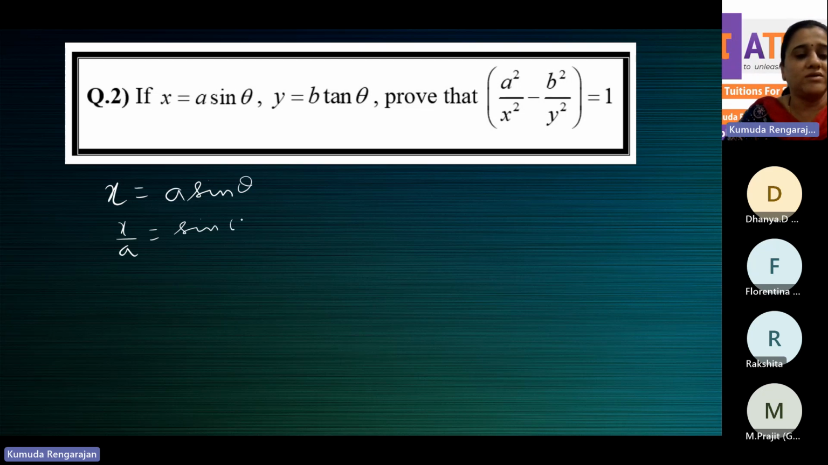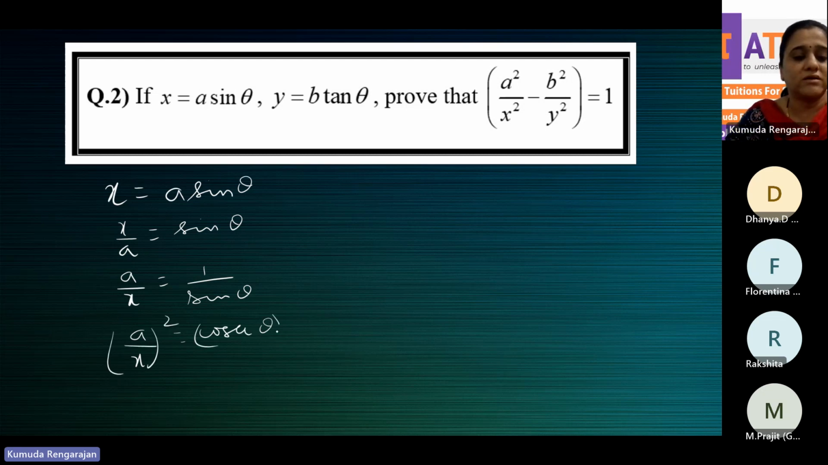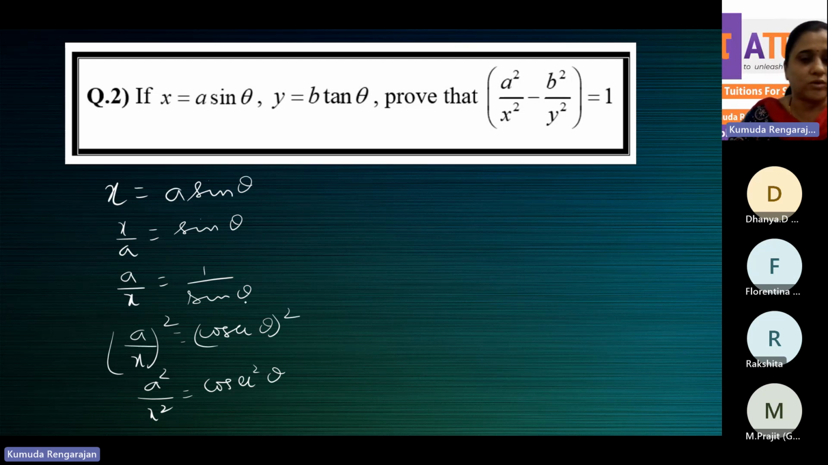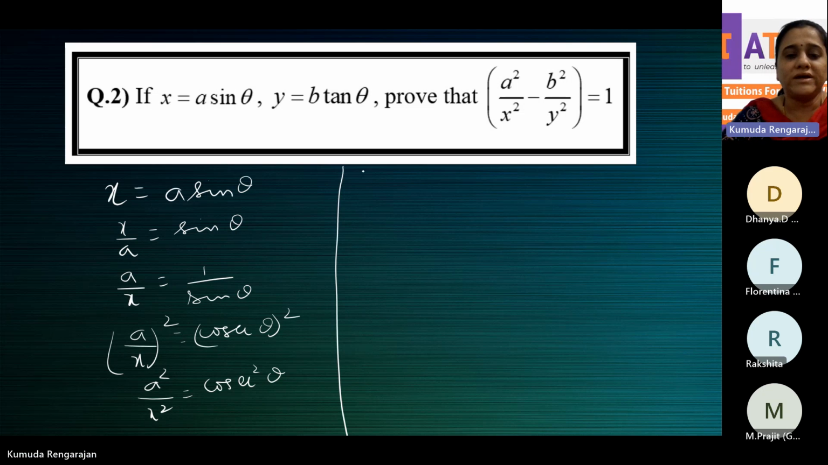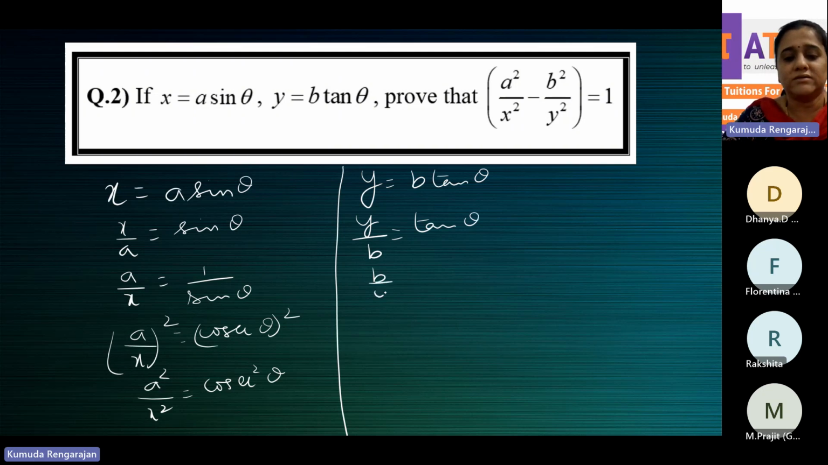What is x by a? Sine theta. Then what is a by x? 1 by sine theta. So a by x is nothing but cosecant theta. And what is a by x the whole square? A square by x square is equal to cosecant square theta. So we got a square by x square. Now y is equal to b tan theta. What is y by b? Tan theta. So what is b by y? 1 by tan theta. So b by y is nothing but cot theta.